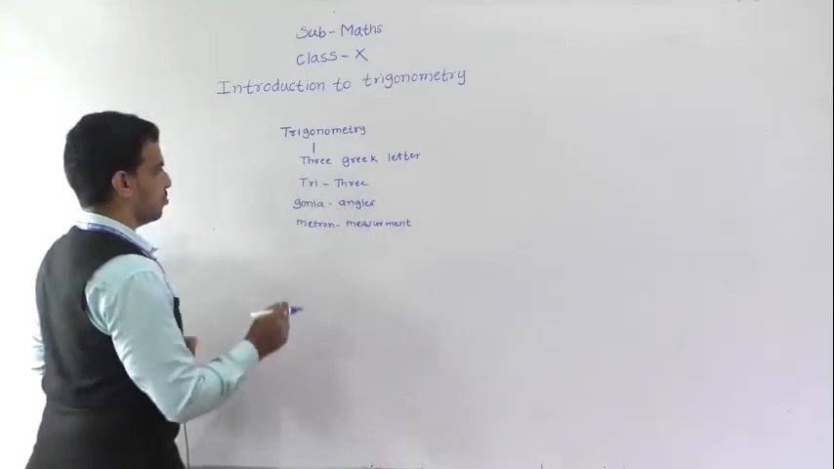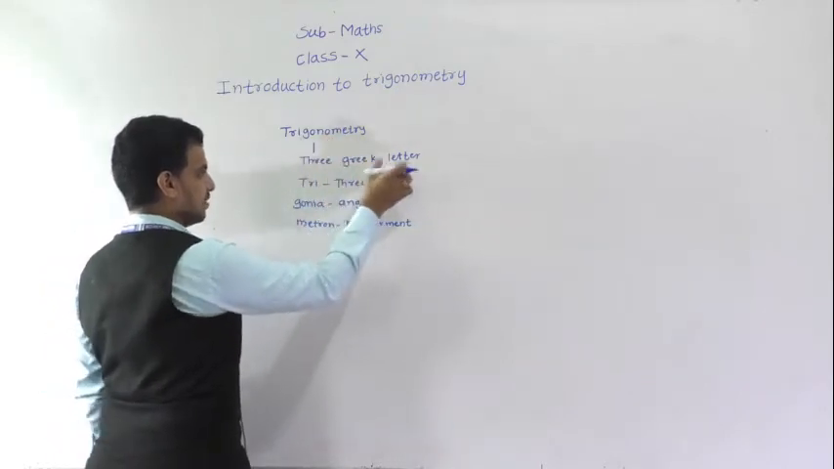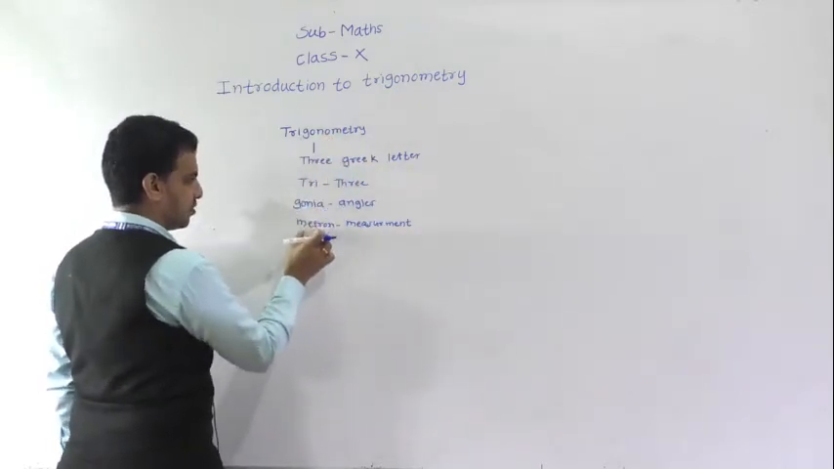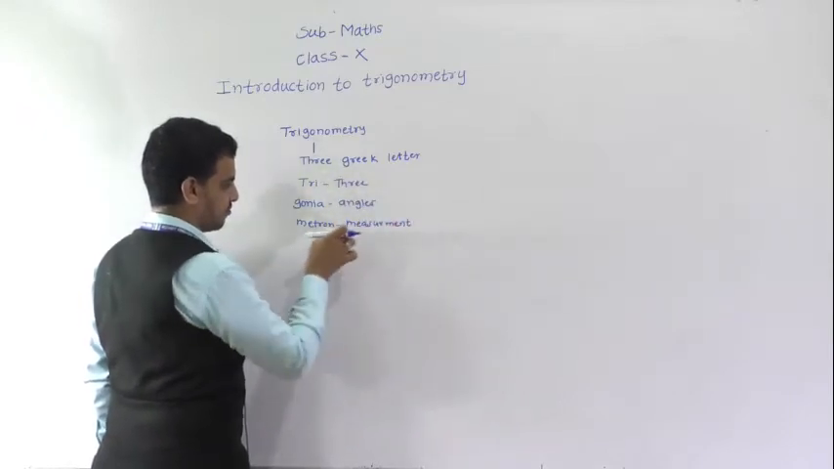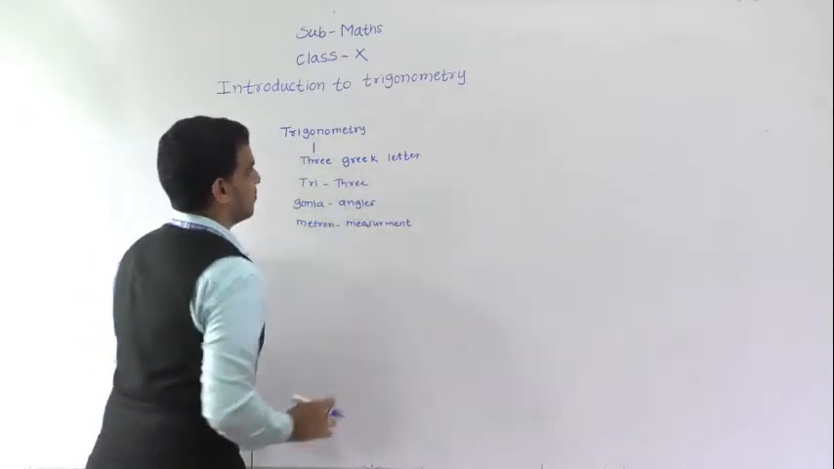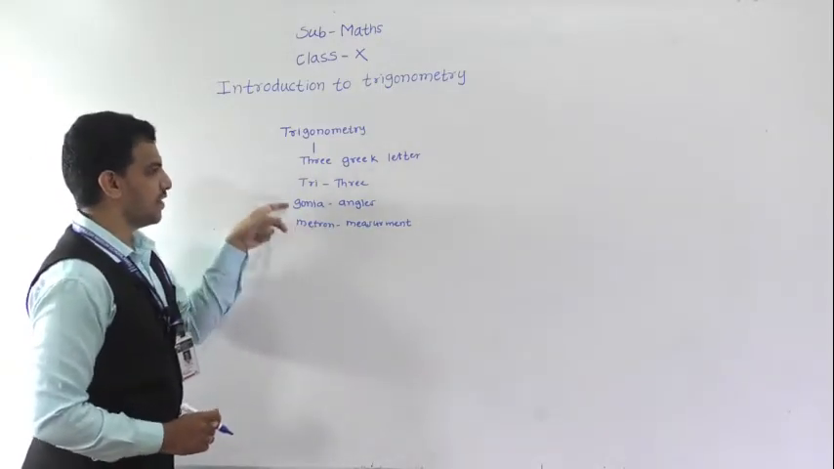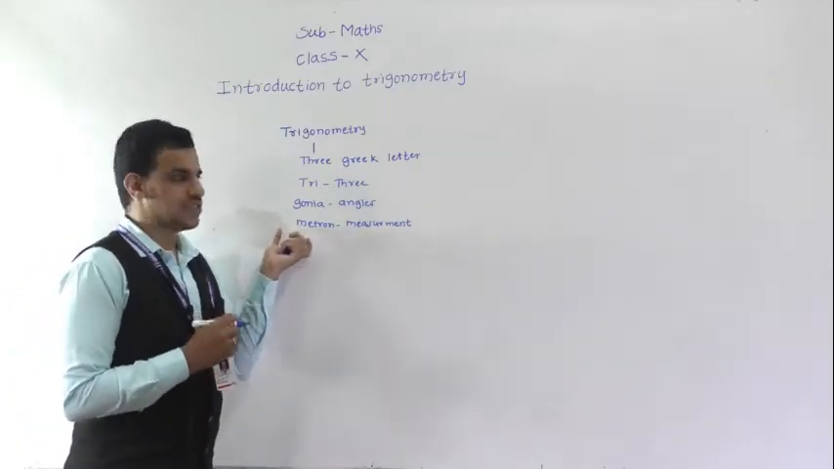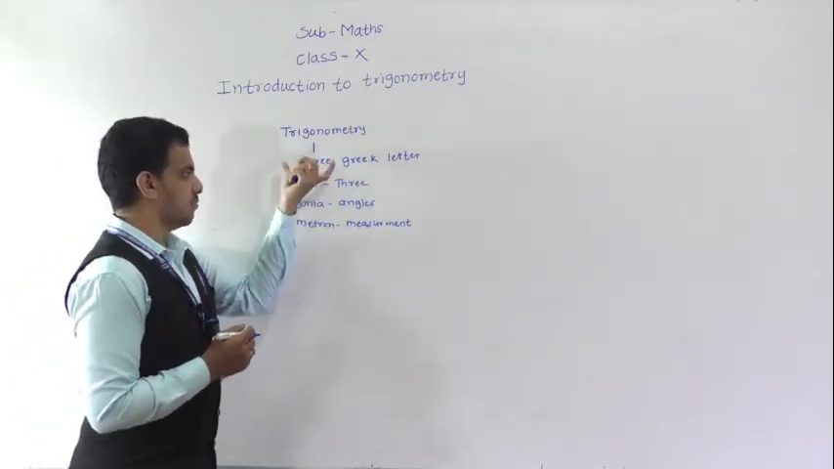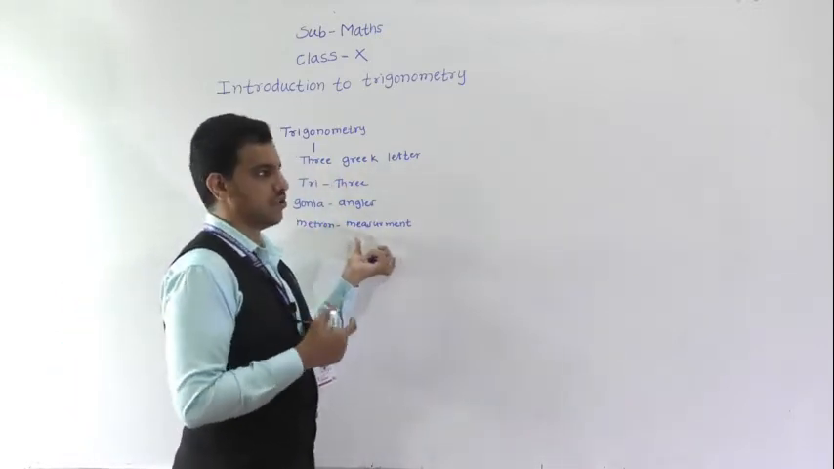Okay, so the word trigonometry comes from three Greek words: tri, gonia and metron. Tri means three, gonia means angle, and metron means measurement. So trigonometry is the branch of mathematics which deals with the measurement of triangles, or the measurement of sides and angles.